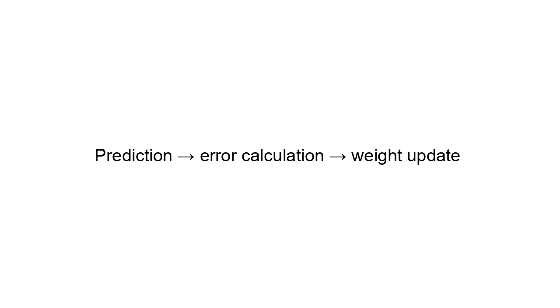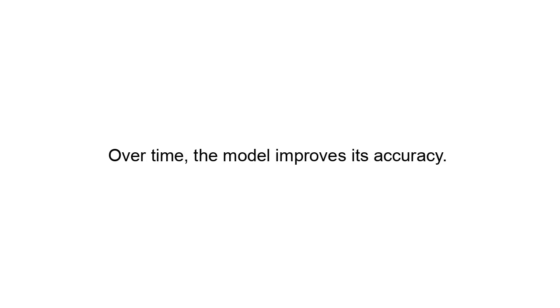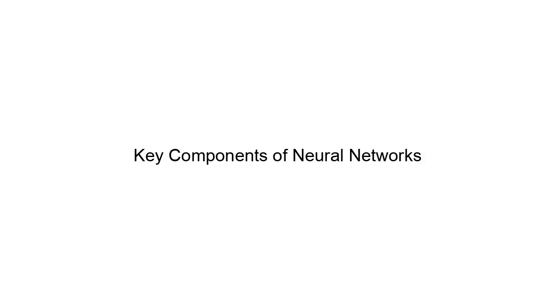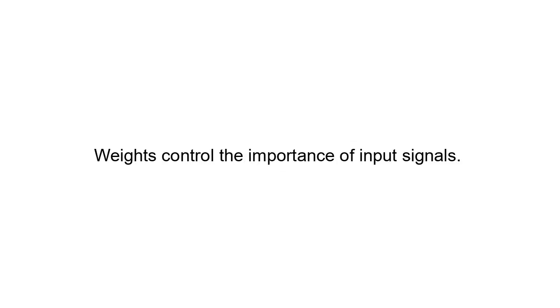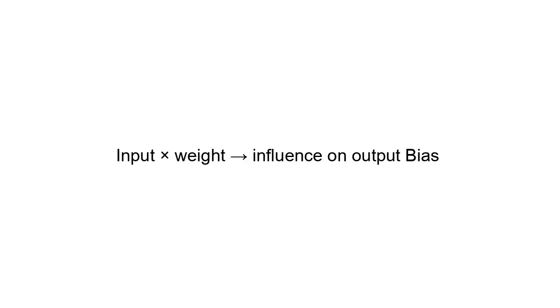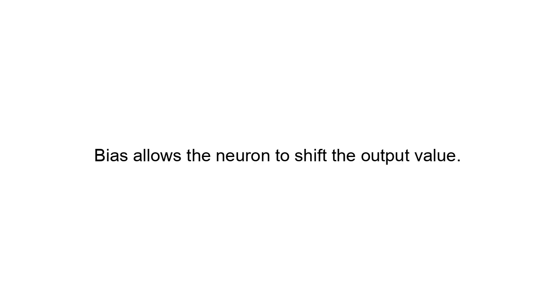Key components of neural networks. Several key components help neural networks function effectively. Weights. Weights control the importance of input signals. Example concept: input times weight, influence on output. Bias. Bias allows the neuron to shift the output value. Example concept: weighted input plus bias, neuron output.